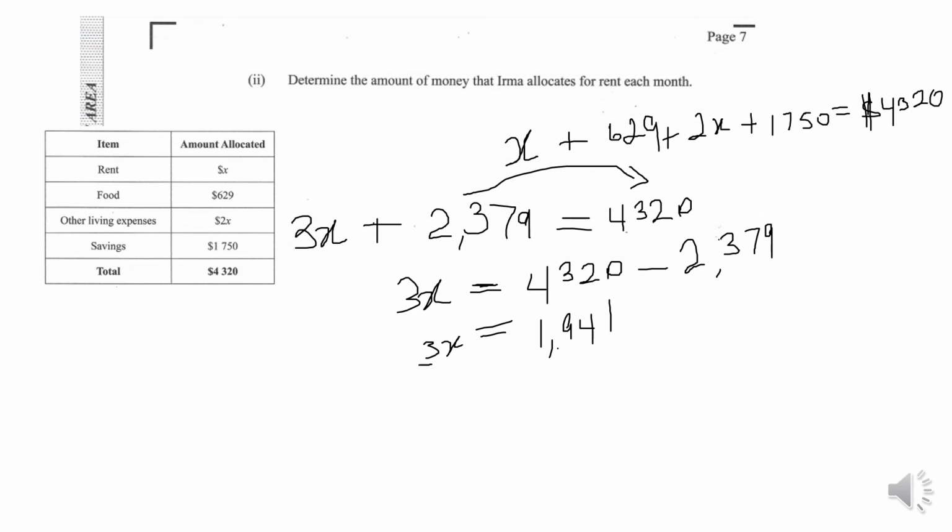Now we are still solving for X. However, this 3 is multiplied to this X, so to get rid of it, we have to divide by 3 on both sides. 3 cancels off here. We remain with X is equal to 1941 divided by 3, and that is going to give us $647. And this is rent. So rent is X, which is $647.